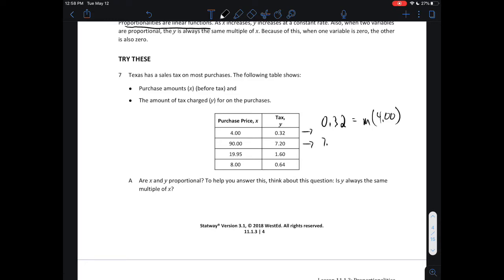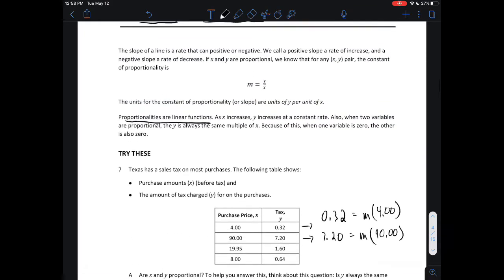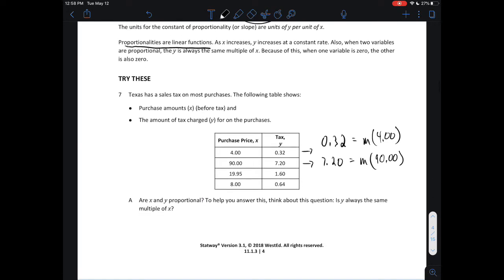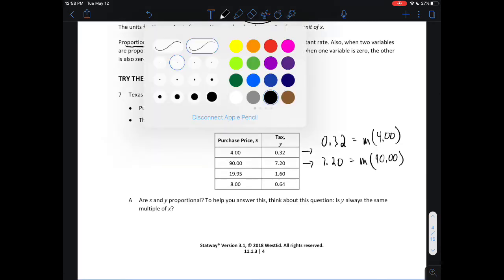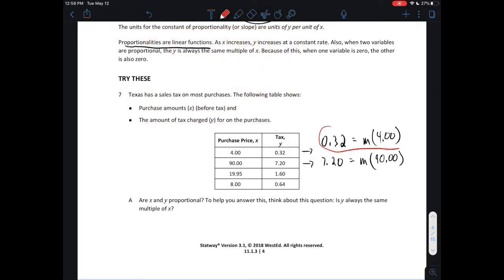Is $7.20 also the same M times its purchase price of $90? Well, to see if we can answer this, how about we use their idea of M should be equal to Y divided by X. So if I take the first equation that I wrote down, let's see if M equal to 0.32 divided by $4 becomes the same M for the second equation.